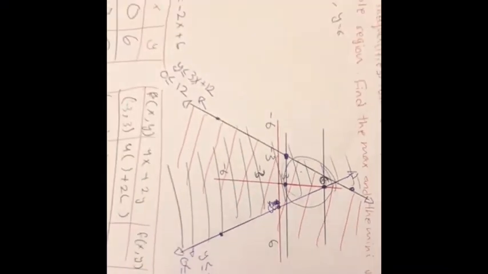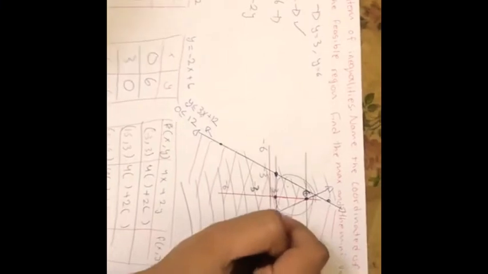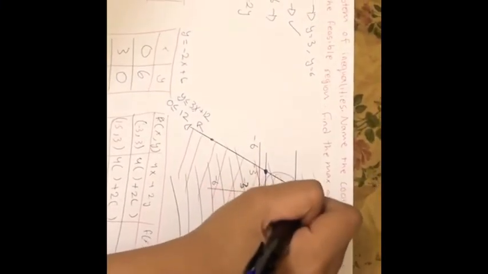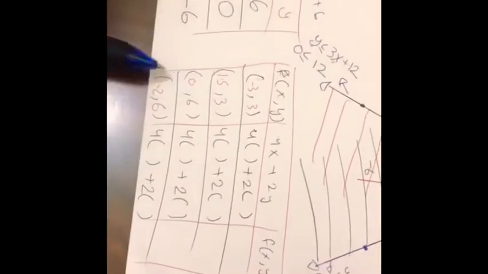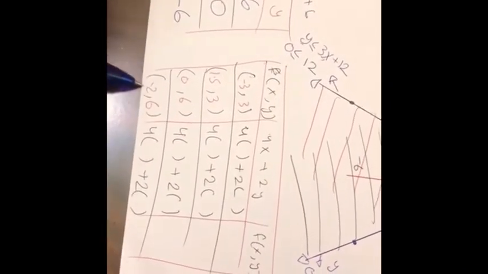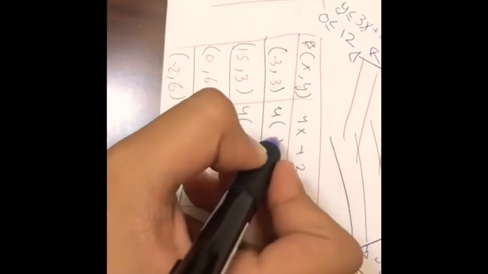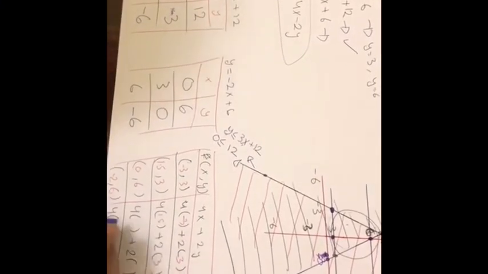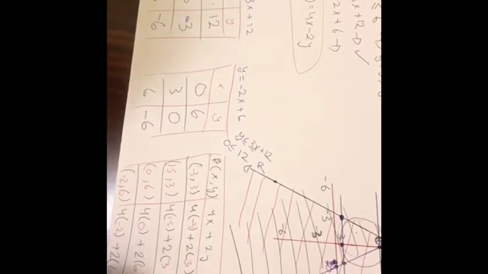And now we have to find the vertices. So the vertices are actually this and this. Minus 3 with 3, 1.5 with 3, 0 with 6, and minus 2 with 6. We substitute them in the equation that they gave us. Minus 2 and 3, 1.5 and 3, 0 and 6, minus 2 and 6. The answers would be like 18, 0, minus 12 and minus 20.